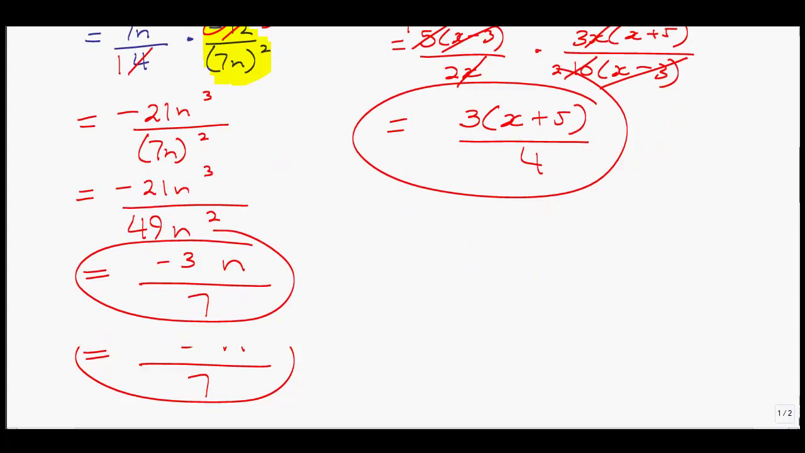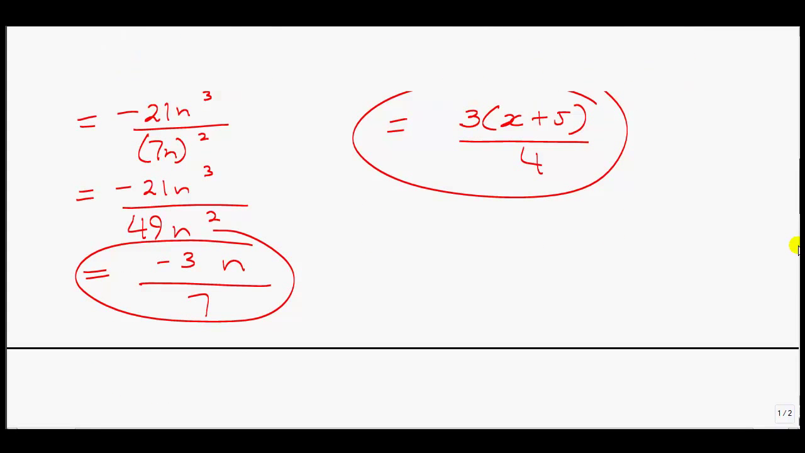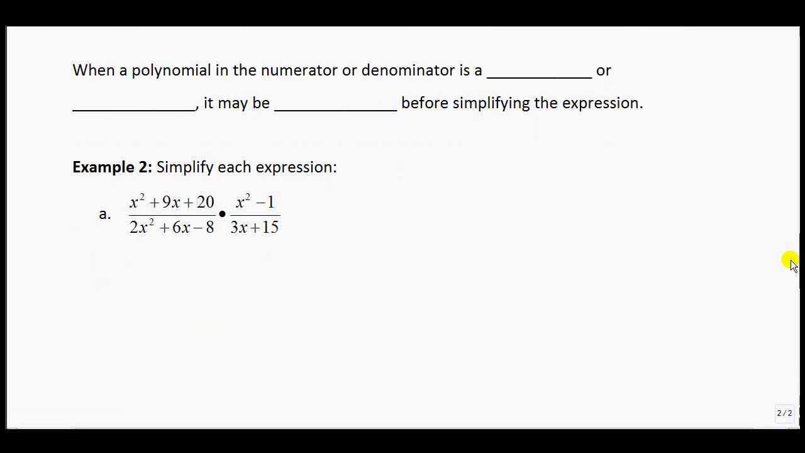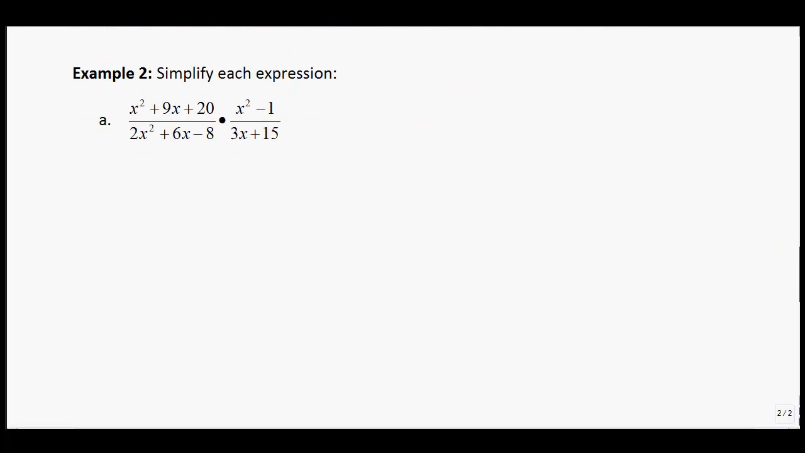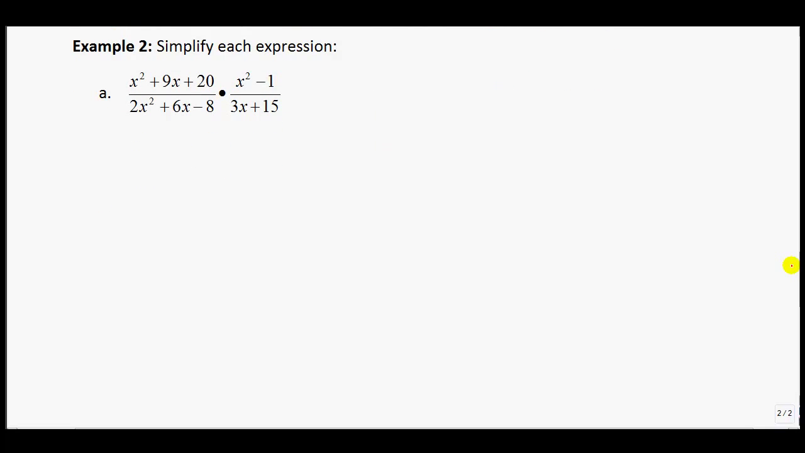Okay, let's go on to the back page, let's look at a couple tougher ones, and then you guys will be good to go here. When a polynomial in the numerator or denominator is a binomial or polynomial, it may be factored before simplifying the expression. So here we're going to look at what happens when we go ahead and do that.